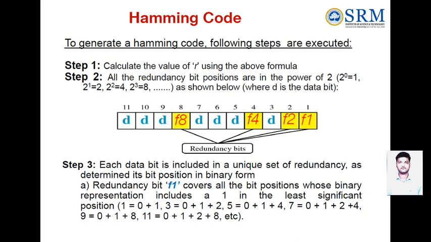Now if we represent each and every one in binary format, we will see that 1 equals 0 plus 1, that is 1 is there. 3 equals 0 plus 1 plus 2, that is the binary representation is 0, 1, 1. 5 is 0 plus 1 plus 4, binary representation is 101. 7, the binary representation is 111. In each and every one, the last bit position is 1. That's why F1 covers all of them which have the last bit position as 1.